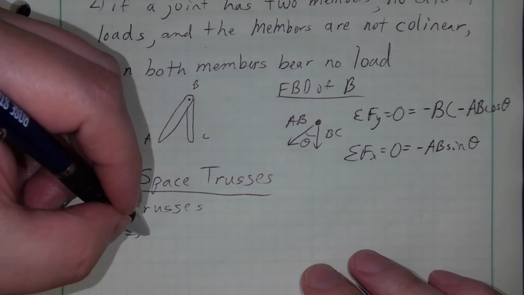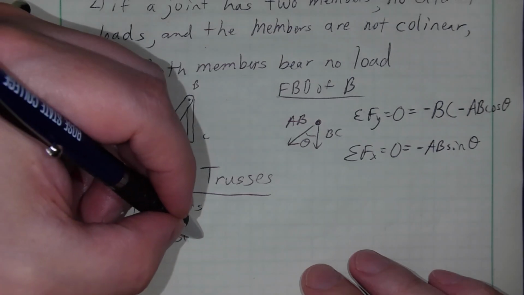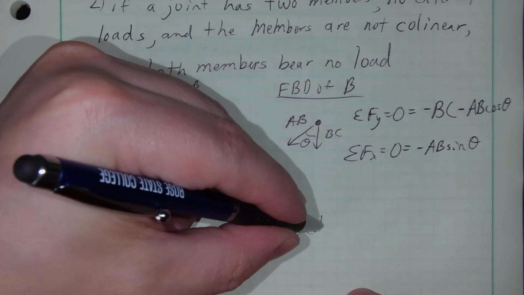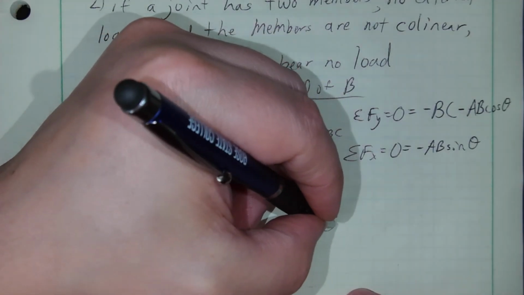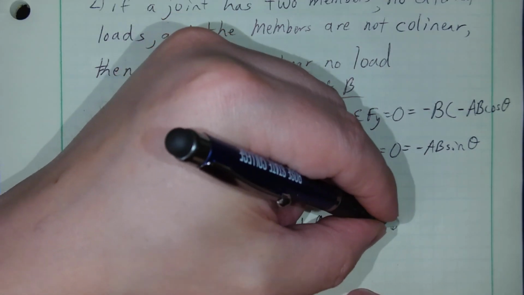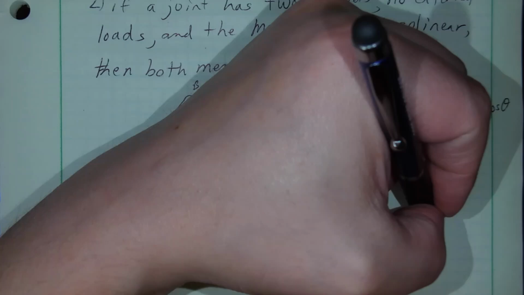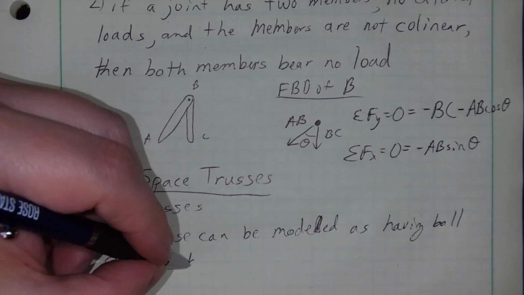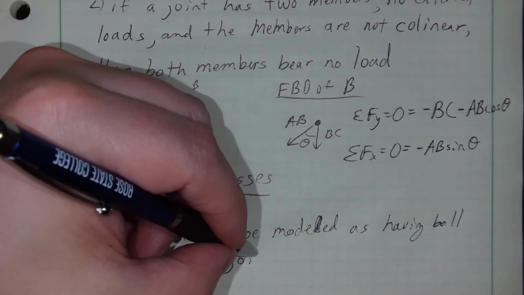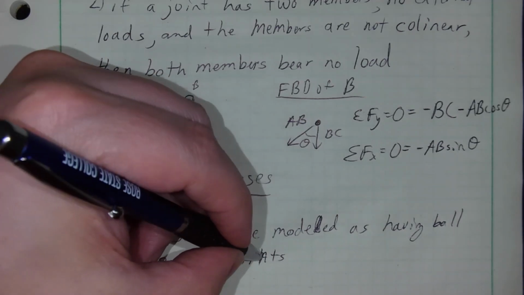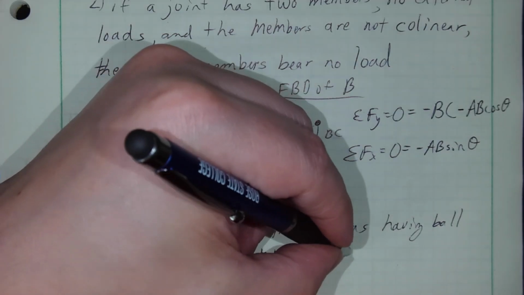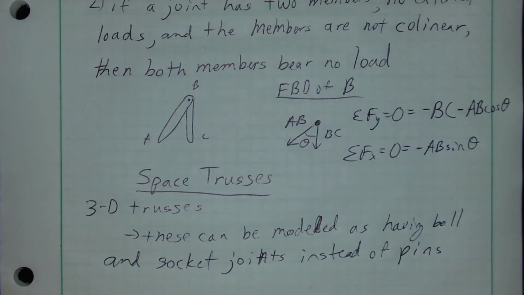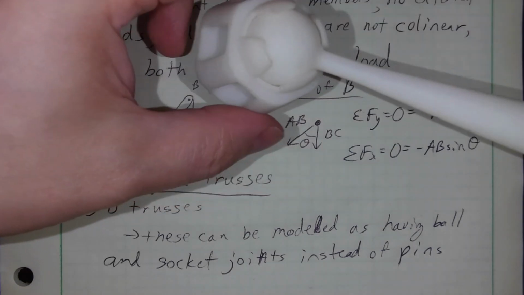And the biggest thing to mention here is these can be modeled as having ball and socket joints instead of pins. Remember our friend here, the ball and socket joint.